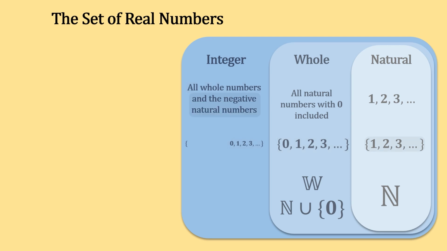So the integers contains the 0, 1, 2, 3, ... as well as -1, -2, -3, ... where we just continue in that fashion towards negative infinity. A bold capital letter Z is used to represent this set.